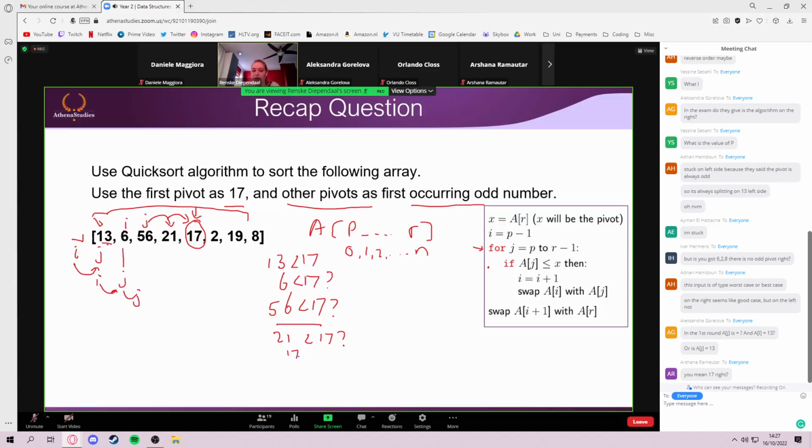Well, j is 17. It doesn't really make much sense to compare it with itself, right? Yeah, technically 17 is equal to 17. So we move i further once more. So we get i is going to be 56. And then we swap the i with the j. So we currently have that the j is equal to 17 and i is equal to 56. Yeah. So we get 13, 6, 17, 21, 56, 2, 19, and 8.